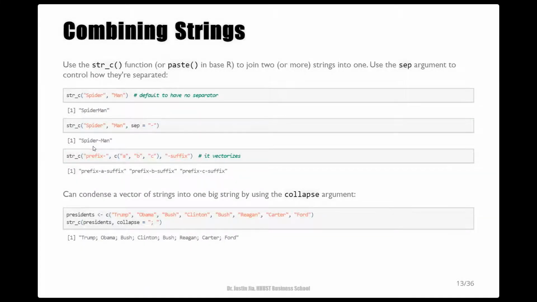To combine 2 or more strings, we can use str_c, short for string combine. This function defaults to have no separator, but we can further use the separator option to control how they are separated in the resulting string. str_c also vectorizes, but if you want to combine different elements of a character vector into a big string, you need to use the collapse option.